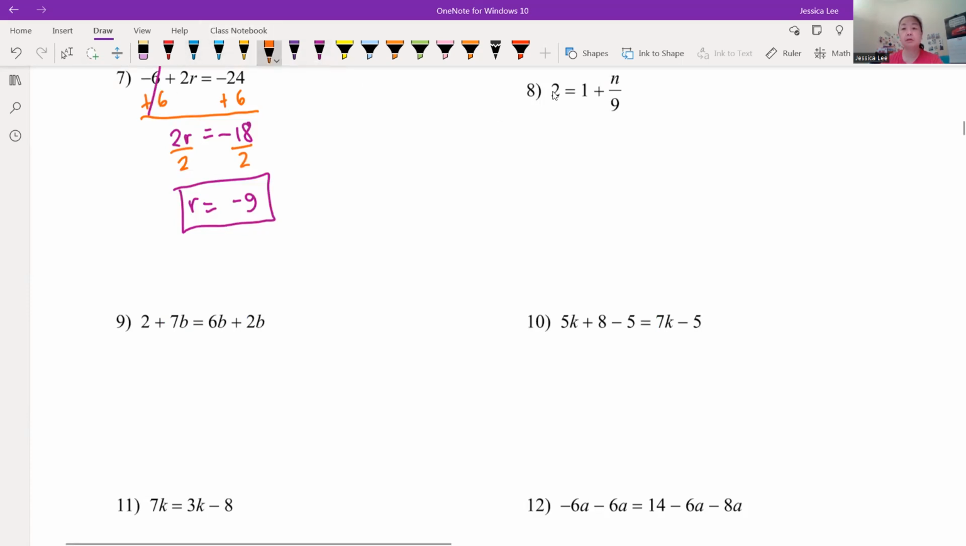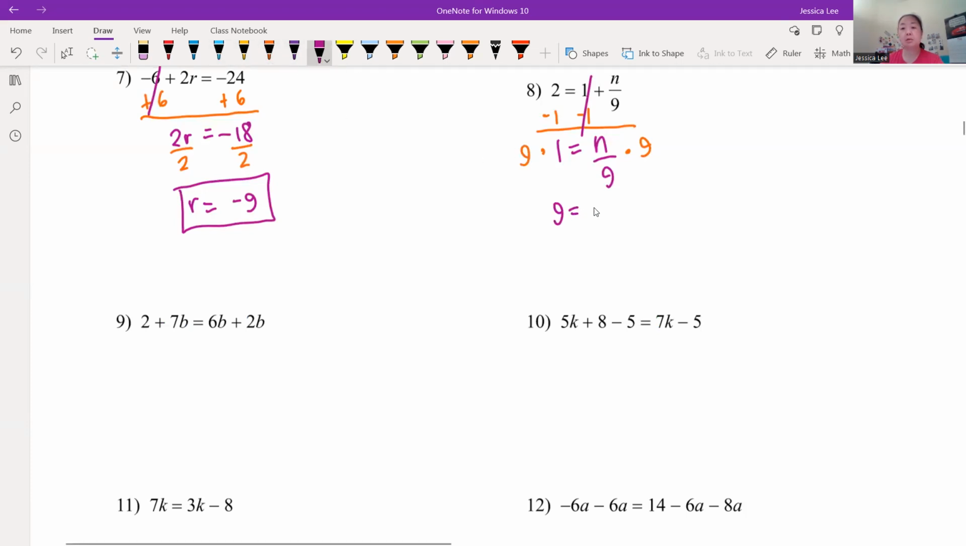Last problem for this set. 2 is equal to 1 plus 9n over 9. So again, we got this 1 here. Subtract 1 on both sides. These kinds of problems a lot of people get confused on. The reason why is because they see the over 9, so they just do divided by 9 over here as well. And that's not how we get rid of this, right? It's already dividing by 9. So we're going to do the opposite, which is multiplying by 9.